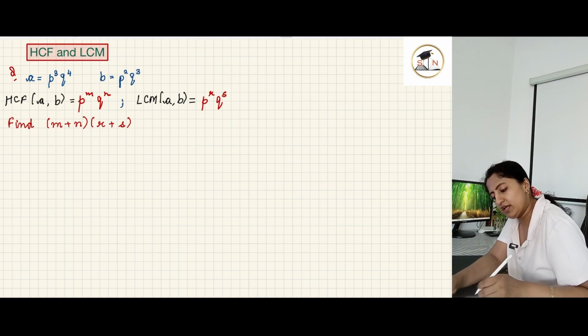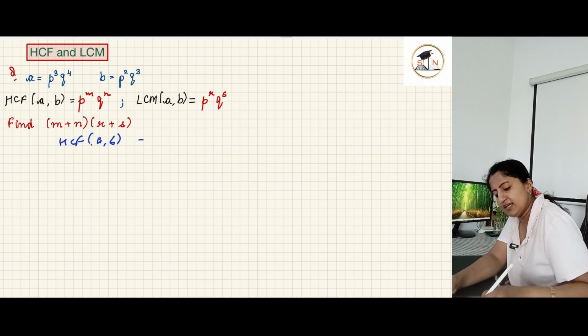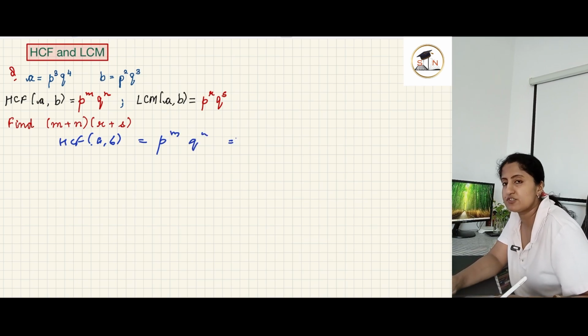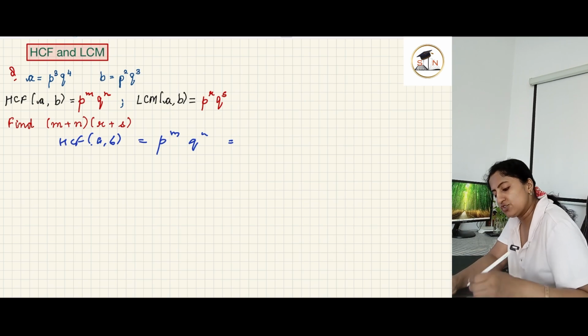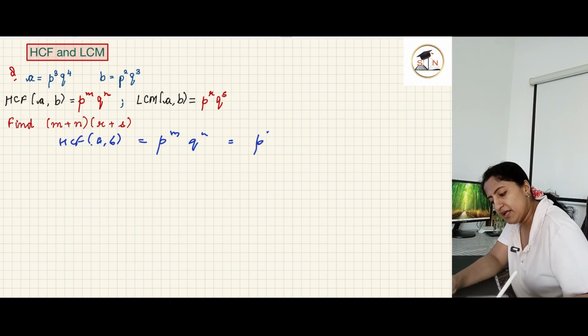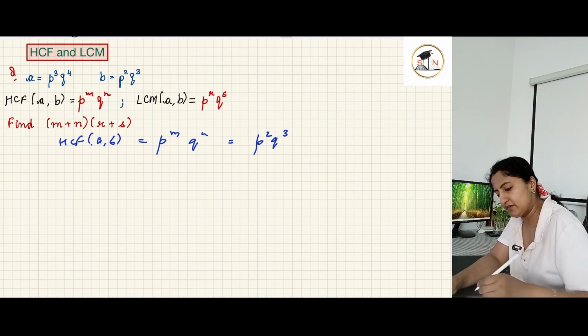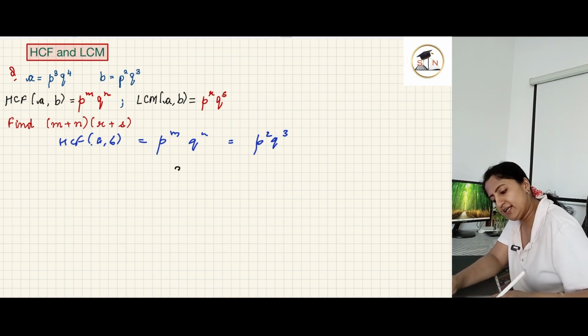Okay, over here, first of all, let's talk about HCF. So, the HCF of A and B is given to us as P to the M, Q to the N. Now, based on our understanding that HCF is always the lower powers, right? So, according to that, it should be P squared and Q cube. Now, equating the powers, what do we get? We get that M equals 2 and N equals 3.